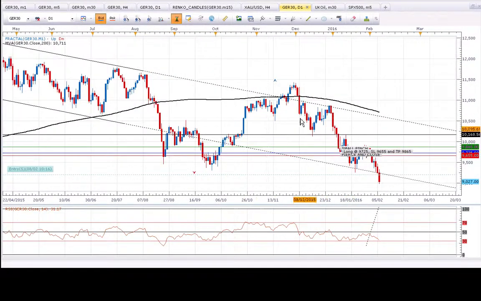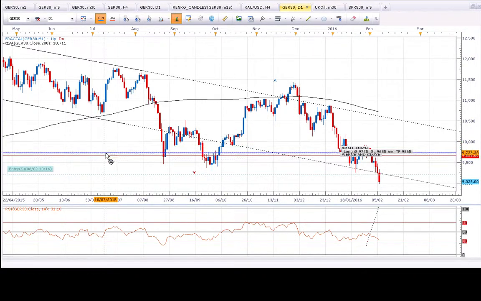Okay, so there's quite a few lines on this chart. I am actually going to tidy it up.